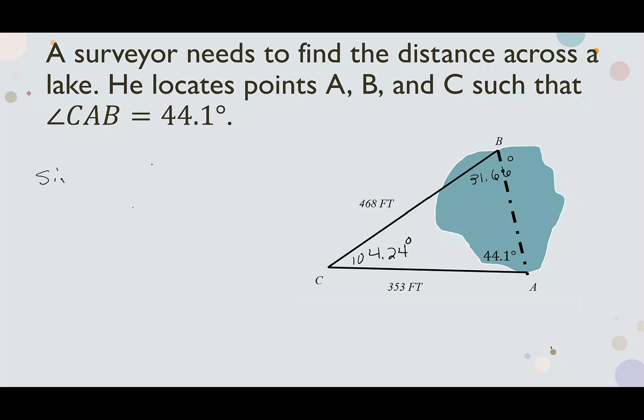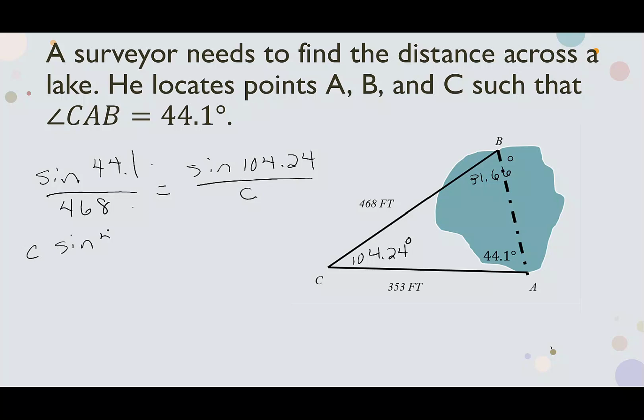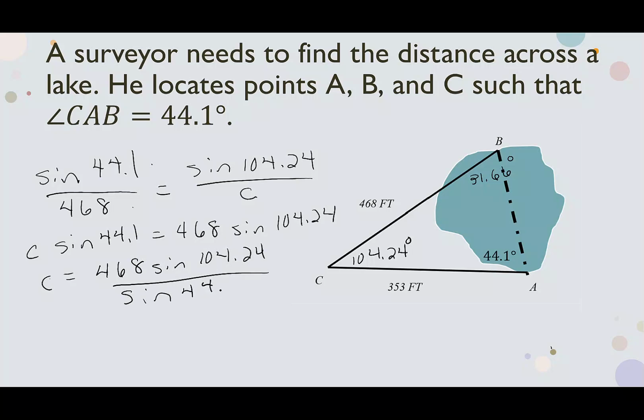We'll go back to the sine of 44.1 over 468. This time we'll set that equal to the sine of 104.24 over the missing side, C. I'm going to cross multiply. I have C times the sine of 44.1 is equal to 468 times the sine of 104.24. C will be equal to 468 times the sine of 104.24 over the sine of 44.1. Rounding C to two decimal places, I have 651.83.